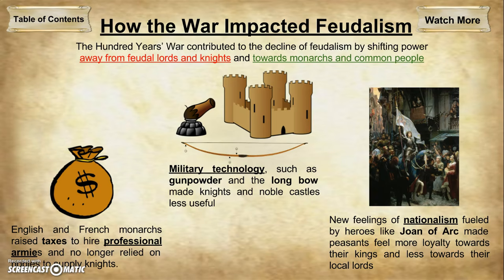There are three things you want to think about in how this affected feudalism. One was the raising of professional armies. So the English and French monarchs no longer looked to their lords to supply them with knights because they could now raise their own taxes and hire their own professional armies. Now, why was that possible? Because of better military technology.